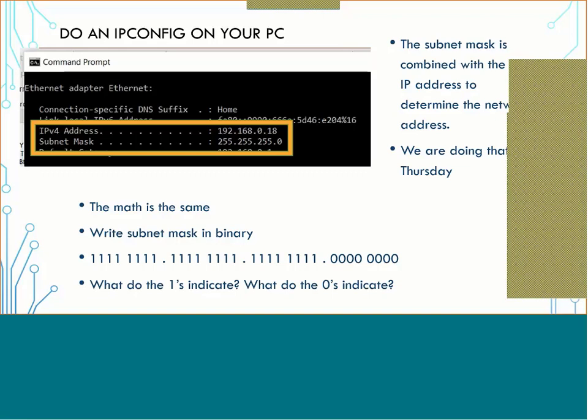So what do the ones indicate and what do the zeros indicate? Ones are network bits and zeros are host bits. Yes, exactly.